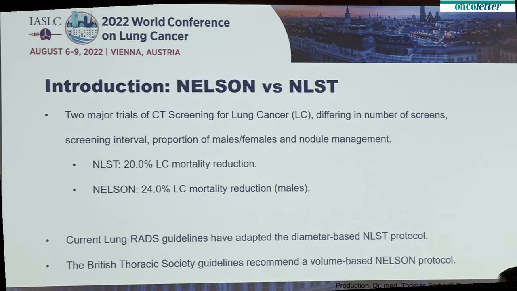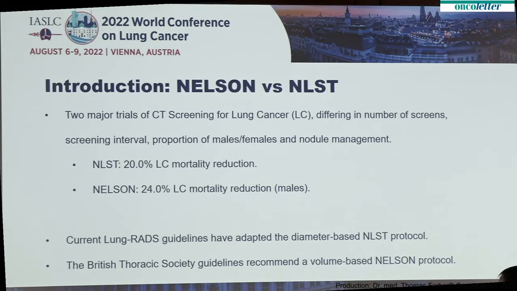And then the NLST had 3 annual screens, whereas the Nelson trial had screens increasing in interval: 1 year, 1.5 years, 2 years, 2.5 years, for a total of 4 screens. Also, the study population differed slightly. There were different smoking eligibility requirements, as well as a different proportion of males and females between the 2 trials. And lastly, which we consider a key difference as well, is that they differed in the management of pulmonary nodules as found on the CT screen.